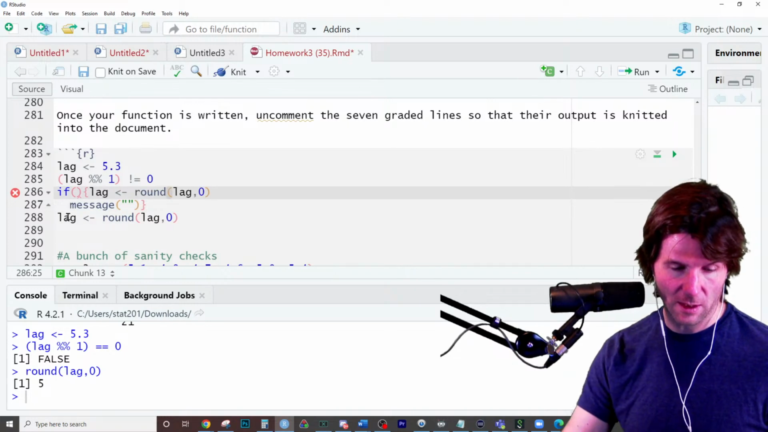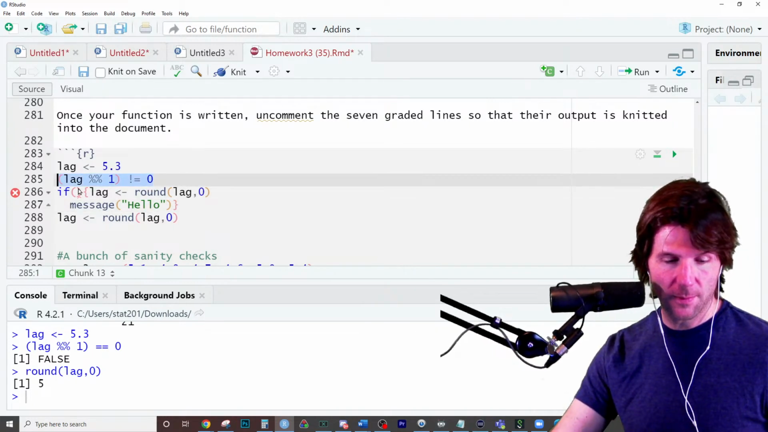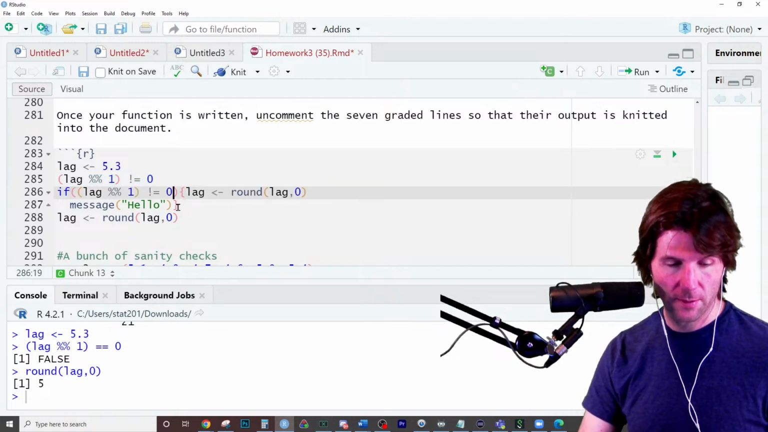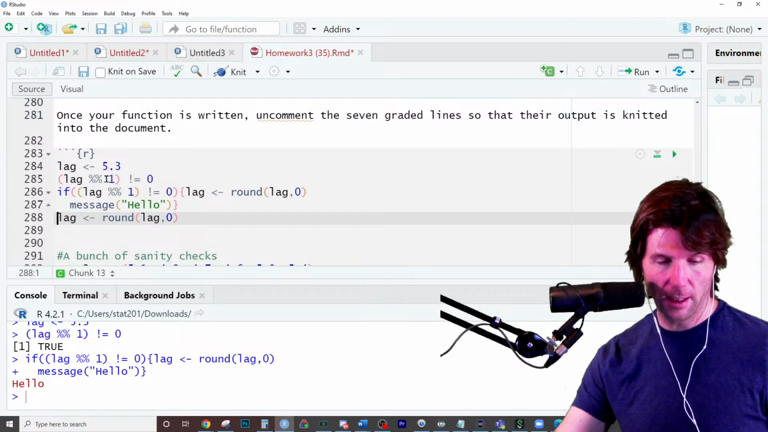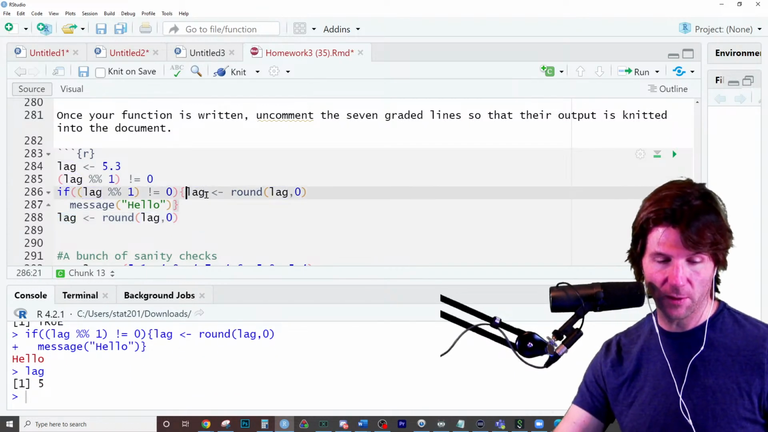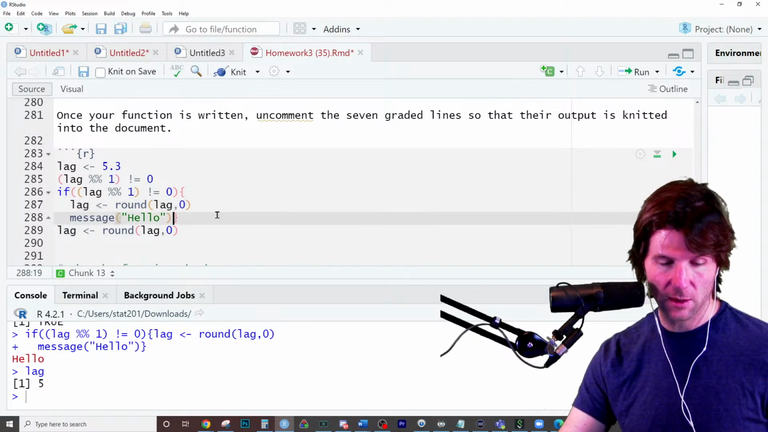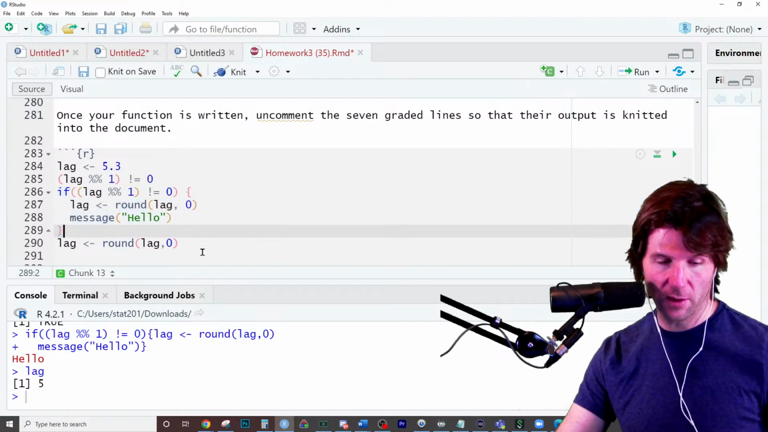Should work. Let me just test it out. Try hello right there. Should work. We can get messages to print here. And let's look at the value of lag. Yeah, it did it. It runs the code inside here. The square bracket means run the code inside of here. And so there it is.